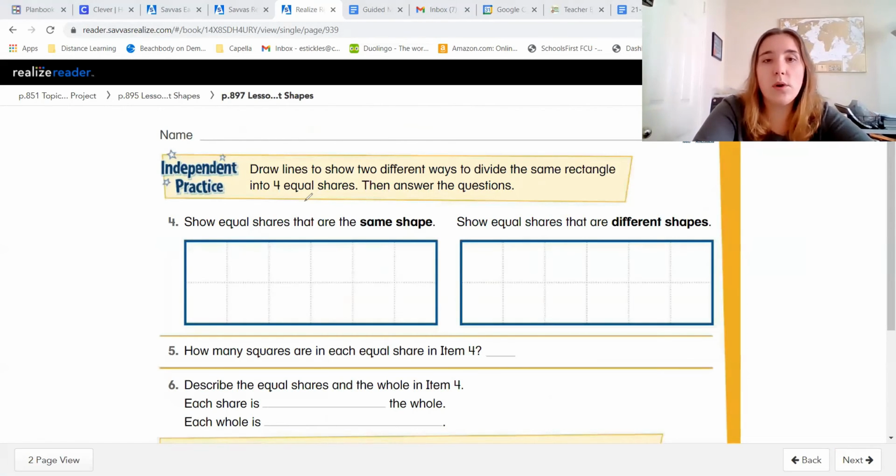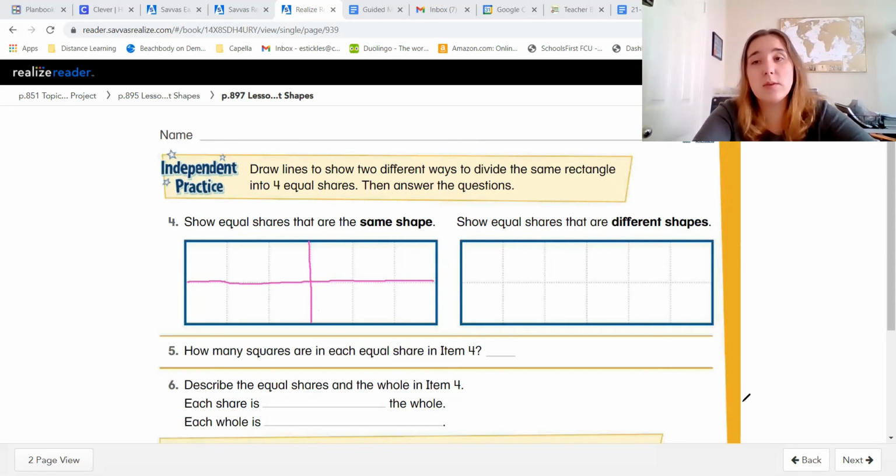So I have to have 4 equal pieces. Well, I know I can go down the middle. That makes 2 equal pieces. And then if I want to split this, let's see, 1, 2, 3, 4, 5, 6. Well, I know 3 plus 3 is 6, so I'm going to split it 3 squares. So 1, 2, 3, 1, 2, 3.